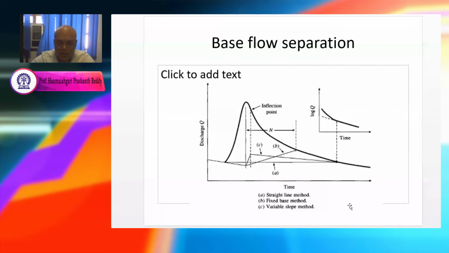There are three methods to separate base flow. These three methods are called the straight line method, fixed base method, and variable slope method. Among all, the fixed base method is more popular, so I am going to discuss it.